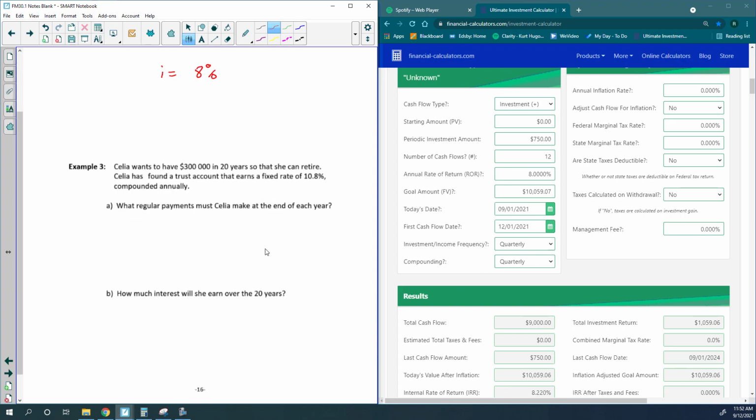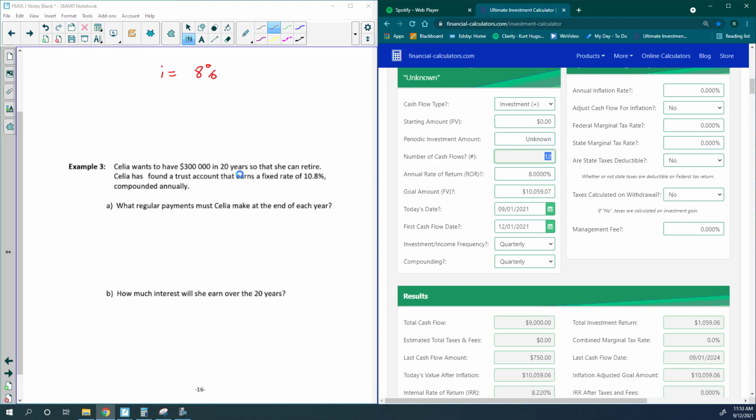Celia wants to have $300,000 in 20 years so that she can retire. Celia has found a trust account that earns a fixed rate of 10.8% compounded annually. So what regular payments must Cecilia make at the end of each year? For this one, we're doing regular payments, so the starting amount is going to be 0. The periodic investments are the regular payments. We don't know, that's what she's trying to figure out.